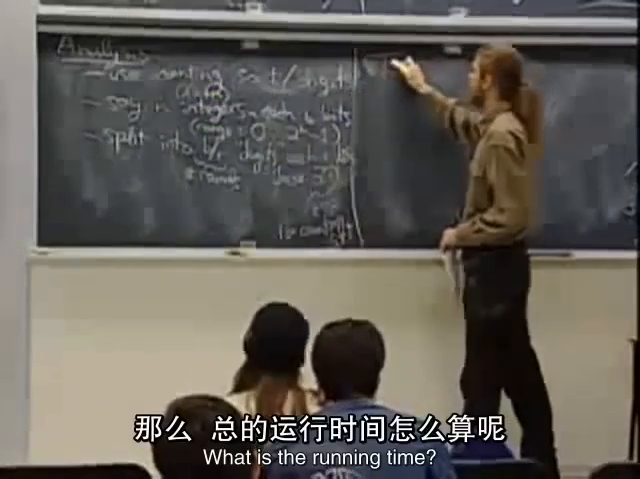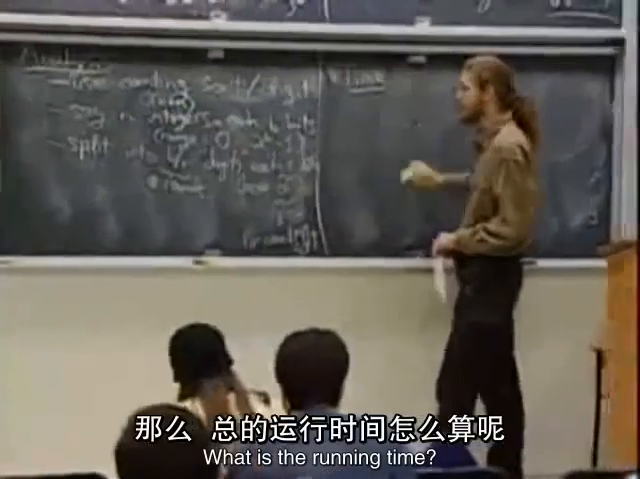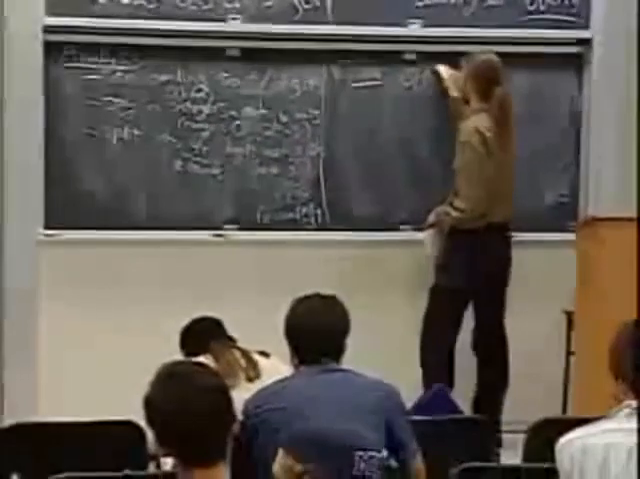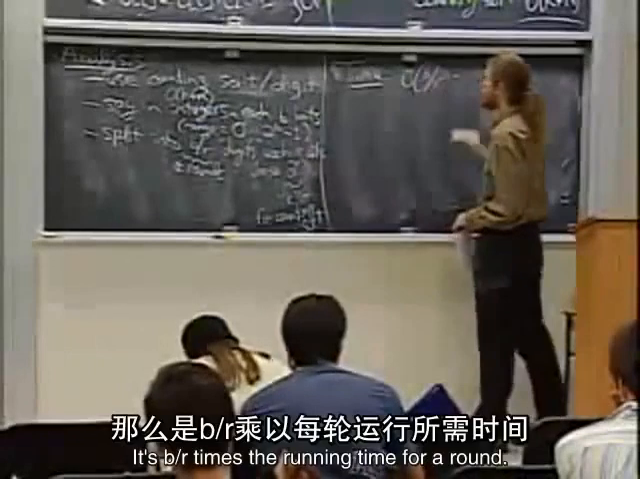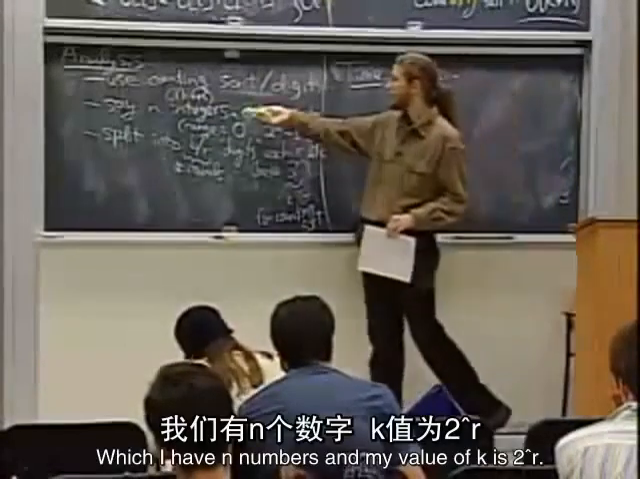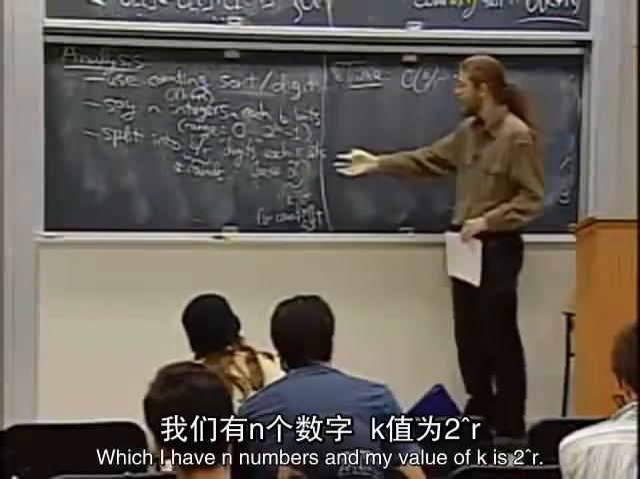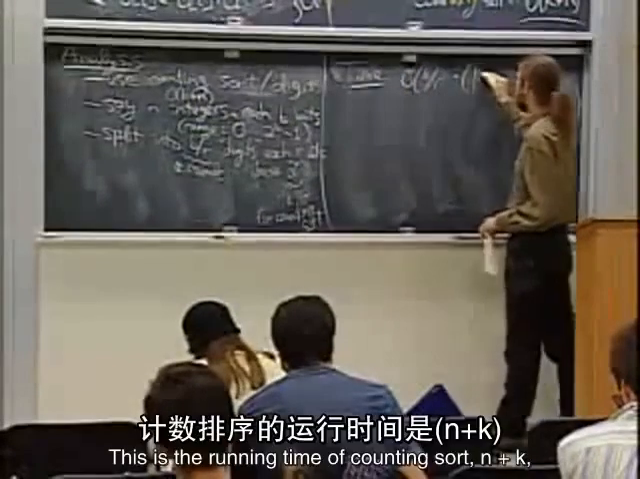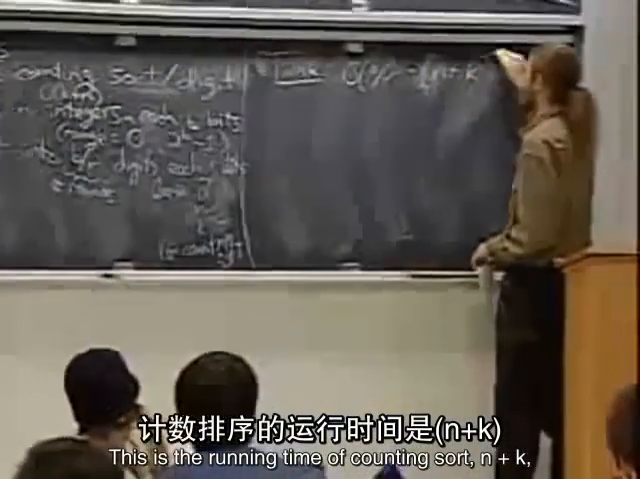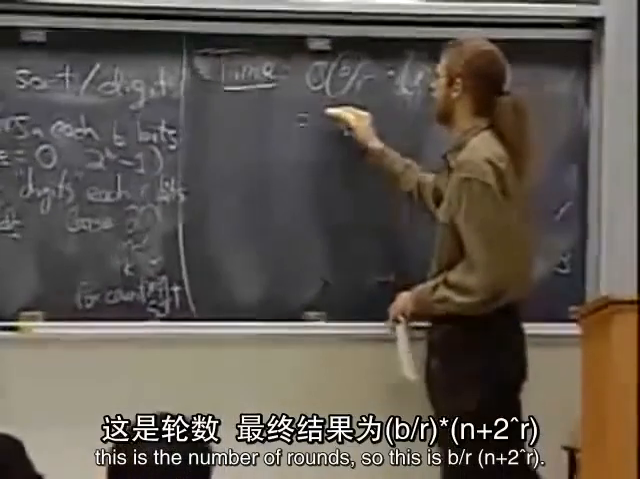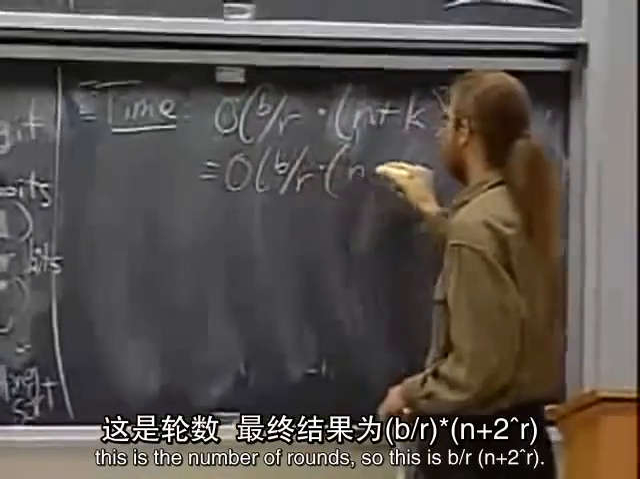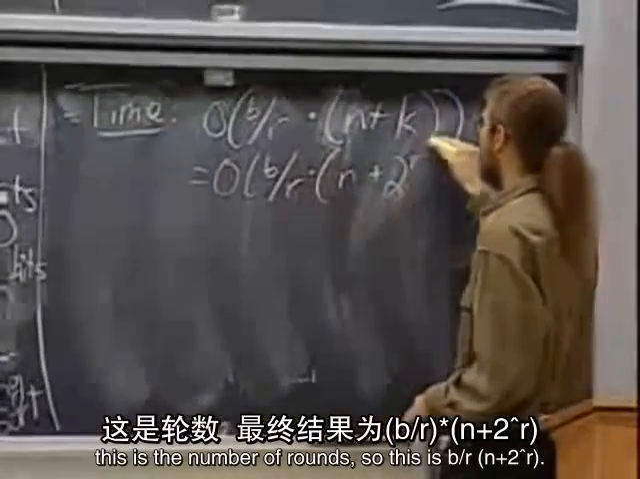Okay, so what is the running time? Well, I have b over r rounds. So it's b over r times the running time for a round, which I have n numbers, and my value of k is 2 to the r. So this is the running time of counting sort, n plus k. This is the number of rounds. So this is b over r times n plus 2 to the r.